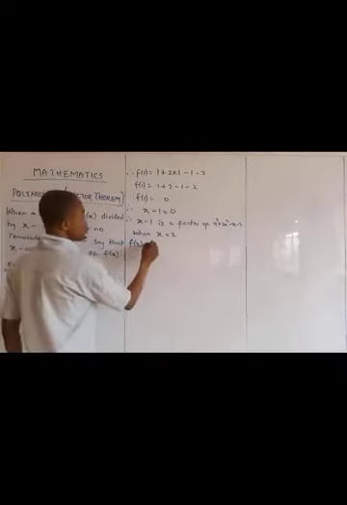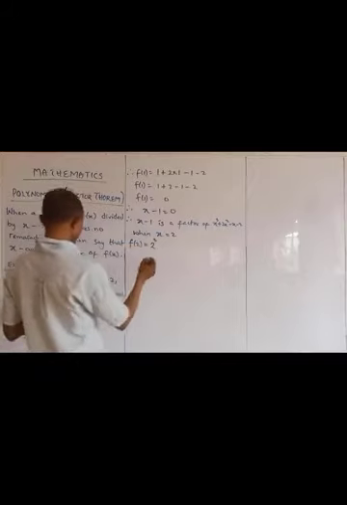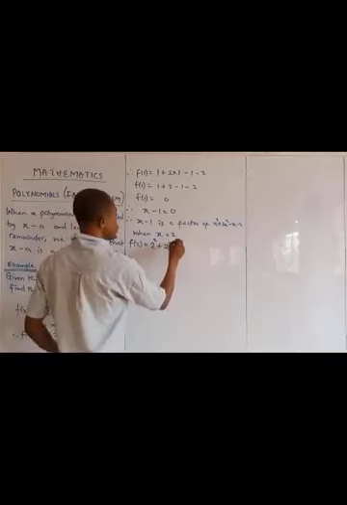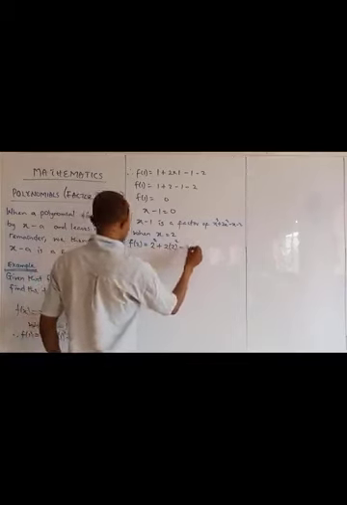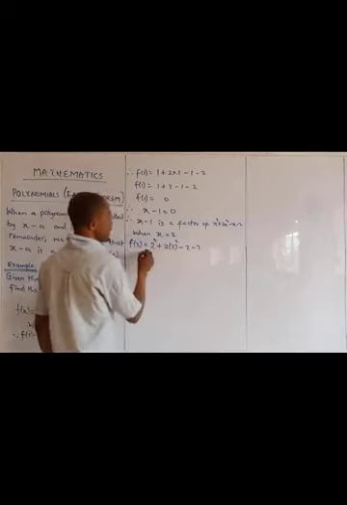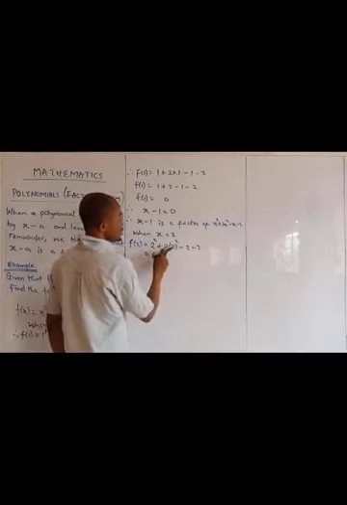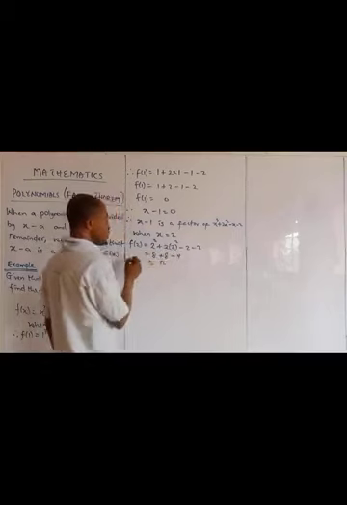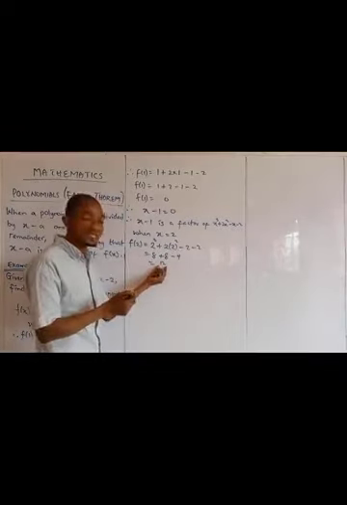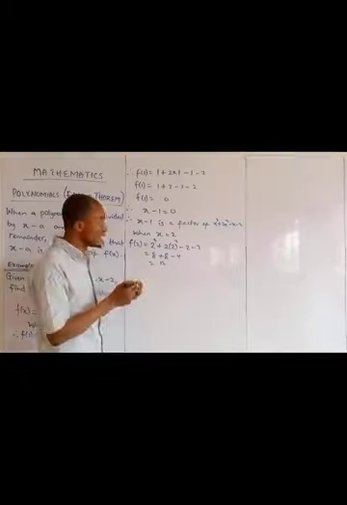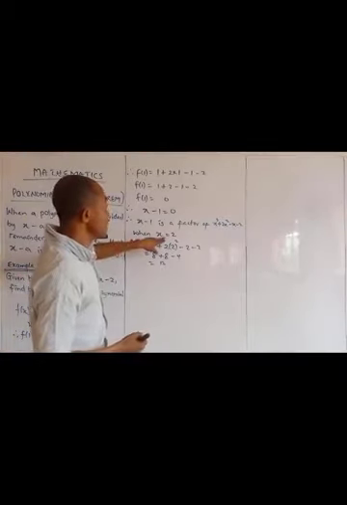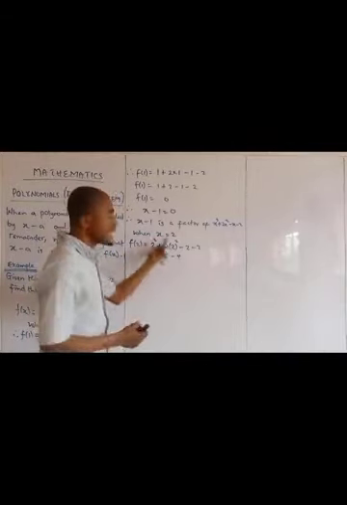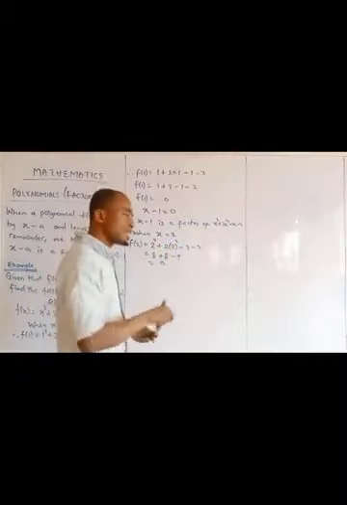f of 2 equals 2 to the power of 3, plus 2 open bracket 2 to the power of 2, then minus 2 minus 2, and this will be equal to 8 plus 8 minus 4, and that will give us 12. f of 2 will give us 12. Since we did not get a 0, it means that when x equals 2, we got 12. So that means that x minus 2 will not be a factor, as I said, by trial and error.